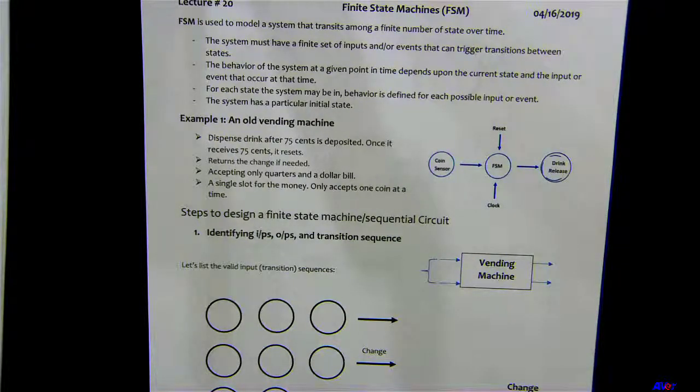So it dispenses a drink after 75 cents is deposited. Once it receives 75 cents, it resets, meaning in order for the drink to be dispensed again, it has to have 75 cents inserted again. It returns the change. It accepts only quarters and dollars, okay? And it has a single slot for the coin, so it only accepts one coin at a time, correct? So if you look at it, here's a flow chart right here.